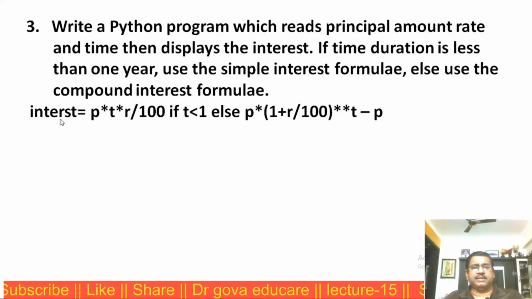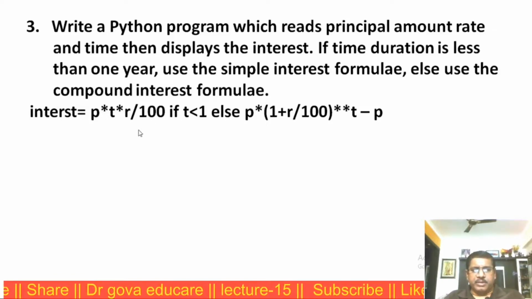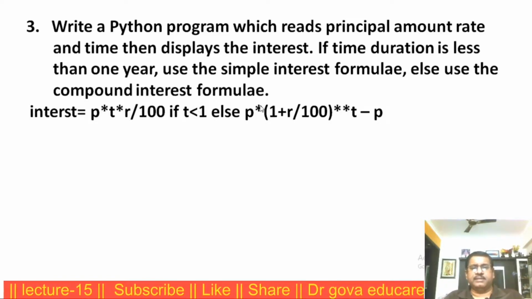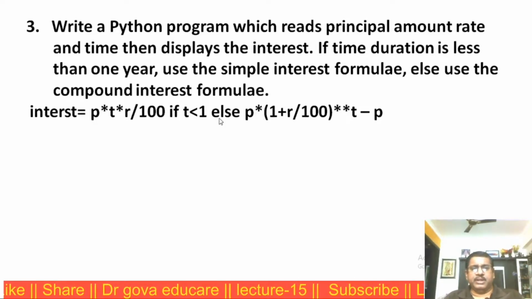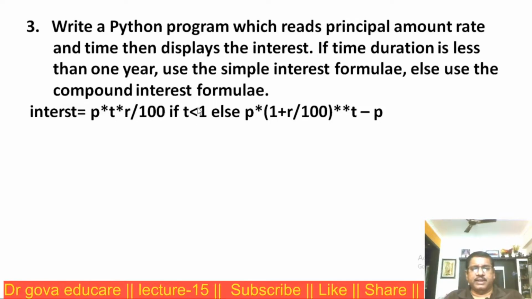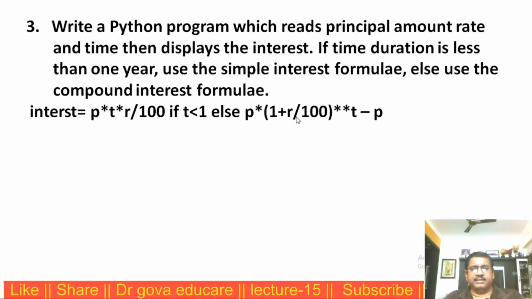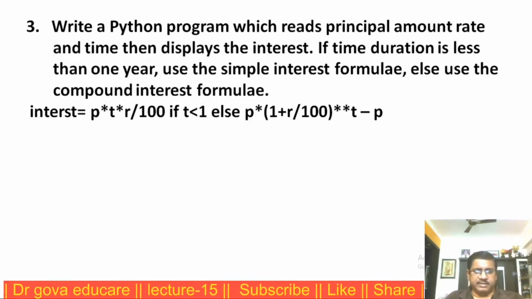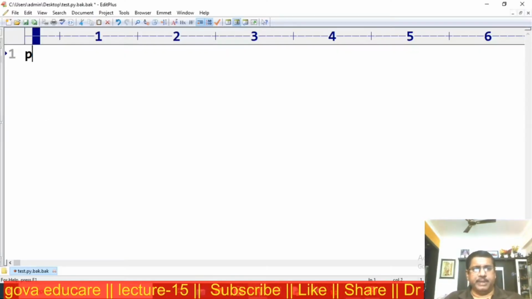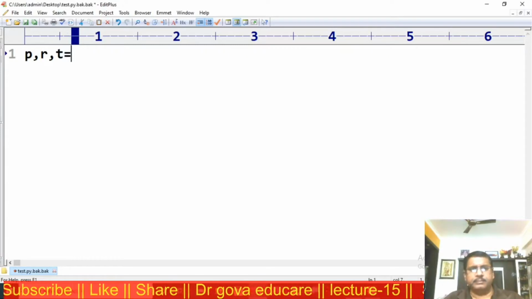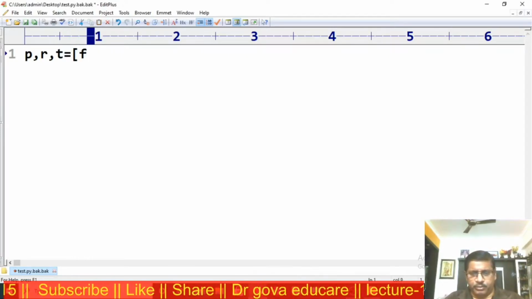Now the interest is equal to simple interest if T less than 1. Otherwise, calculate compound interest. PTR by 100 is the simple interest. This is the compound interest. If t is less than 1 year, simple interest is considered. Else the compound interest is considered. This is the logic. This logic is already discussed in the previous program. P is the principal amount, R is the rate of interest, T is the time. Assume float.